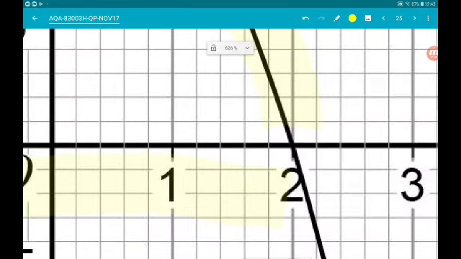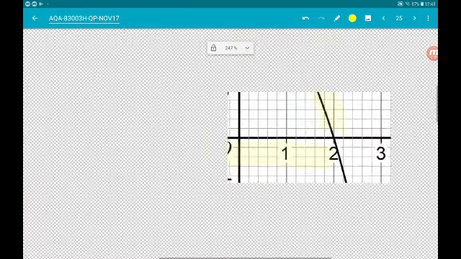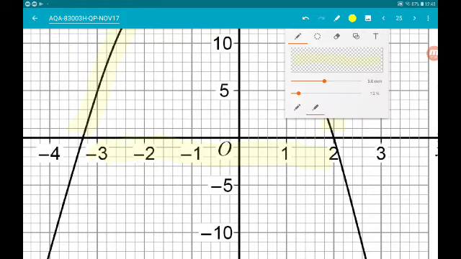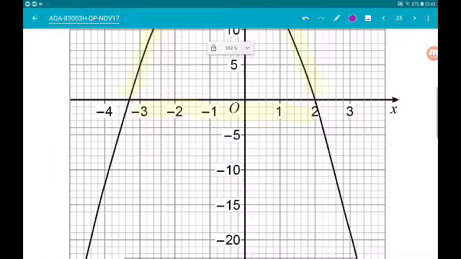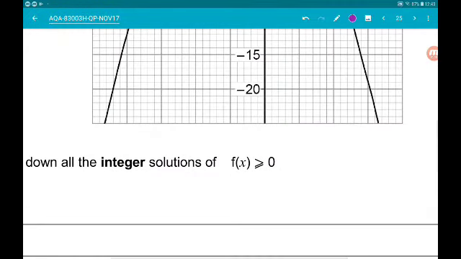So 2 just makes it in. So we've got -3, -2, -1, 0, 1, and 2. Cool.